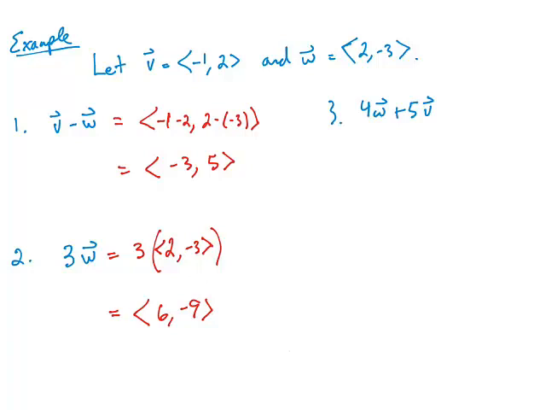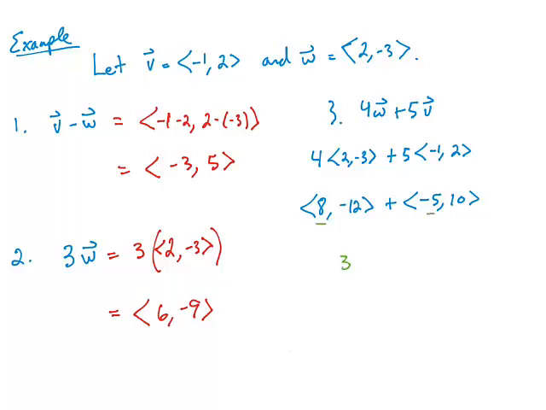For the next one, I have 4 times vector w and 5 times vector v. Okay, so I just multiply the scalars out. I get 8, negative 12, plus negative 5, 10, and then combine the like components. So I'm going to have 8 and negative 5 gives me 3, and then negative 12 plus 10 is going to be negative 2. So that would be that vector addition there.